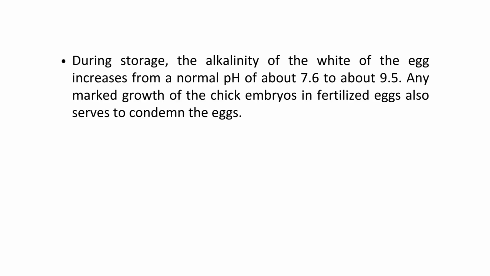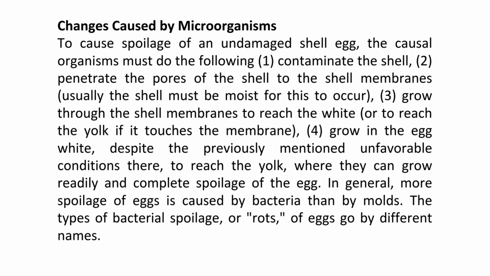Now for the changes caused by microorganisms. To spoil an undamaged egg, organisms must first contaminate the shell, then penetrate the pores to the shell membranes. This usually requires a moist shell. They must then grow through the membranes to reach the white, and then manage to grow in the white, despite its hostile environment, to finally reach the nutrient-rich yolk.